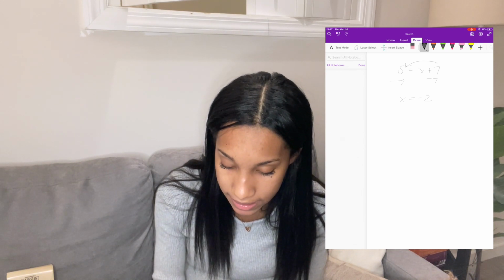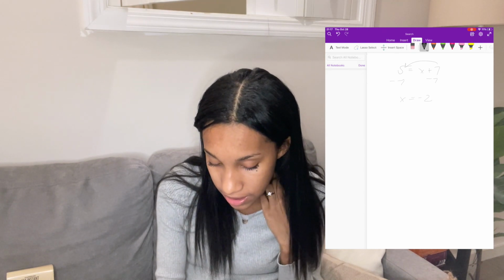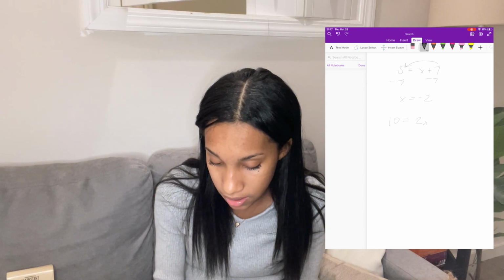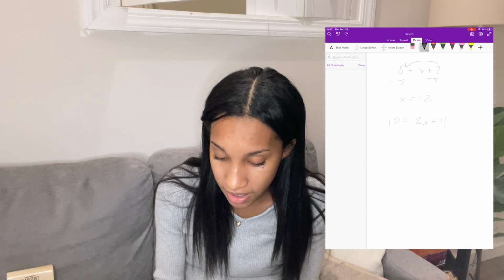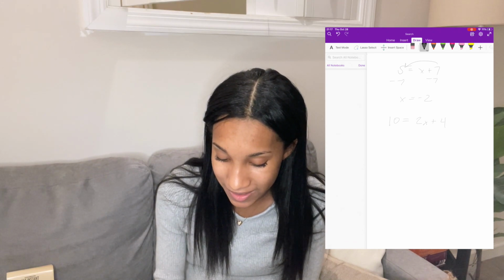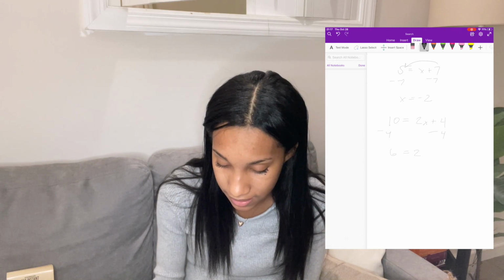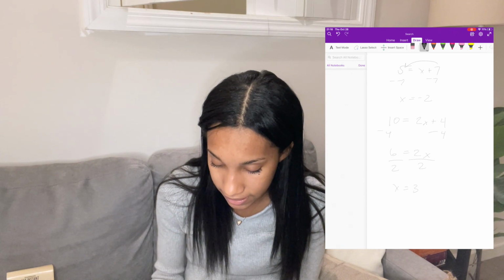That's a 1-step problem, and then a 2-step problem would look like 10 equals 2x plus 4. So you're going to subtract 4. 6 equals 2x, and then divide by 2. So then x equals 3.